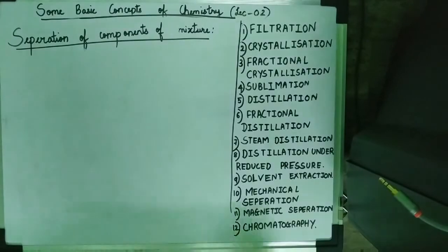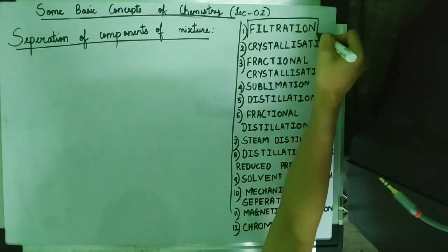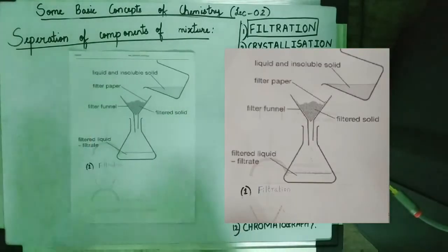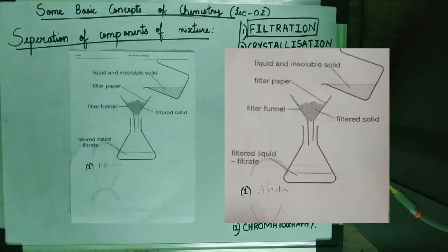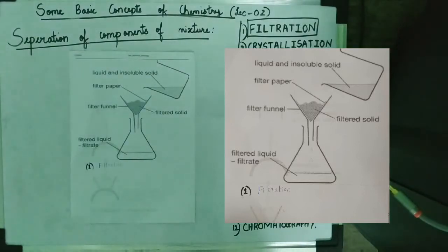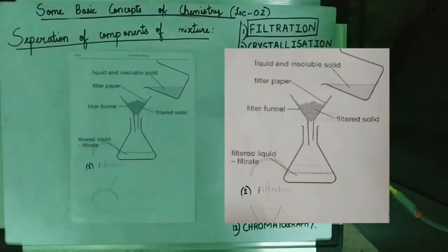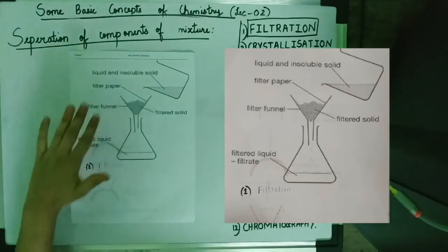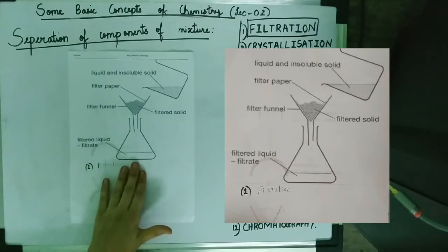Okay, so first we'll start with filtration. Now when is filtration done? When we have an insoluble solid present in a liquid, then the best technique is filtration. Okay, so this is a picture of filtration. We have a liquid and an insoluble solid, and we have that in a filter paper. What we will do is filter that out using a filter paper and a funnel, and what we will get is a filtered solid. Now this filtered solid is separated from the liquid. This is the liquid and this is the filtered solid.